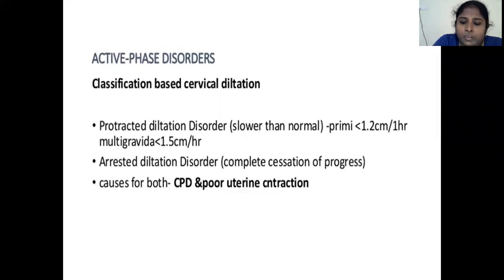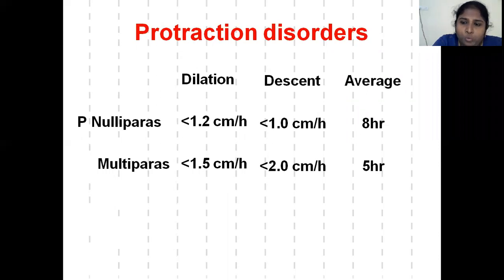Causes: one is it can be due to CPD, it can be due to uterine contractions, or both. See, this protraction disorder, or the active phase disorder, is taken in two terms, both the cervical dilatation and the descent are taken into consideration. In a primary, if the dilatation is less than 1.2 centimeters per hour, and descent is less than 1 centimeter per hour, it is taken as protraction disorder, and that is it will last more than 8 hours.